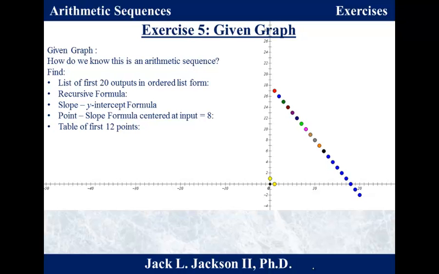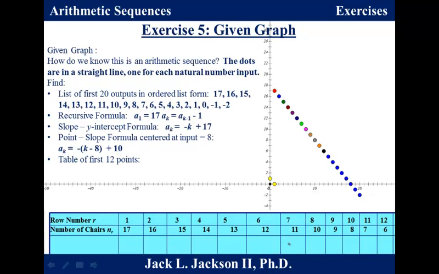Well, let's see. The fact that these are dots in a straight line is going to make it an arithmetic sequence. And of course, there's a dot for input or x of 1, 2, 3, 4, 5, 6, 7, 8. So this is a sequence starting at 1. These yellow dots aren't part of the graph. They're control points. And we see that these dots are all in a straight line, so it actually is arithmetic. Reading off the graph, we can see the outputs are 17, 16, 15, 14, 13, and so forth.